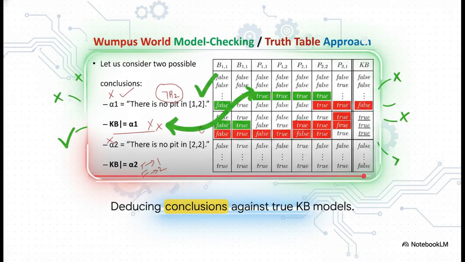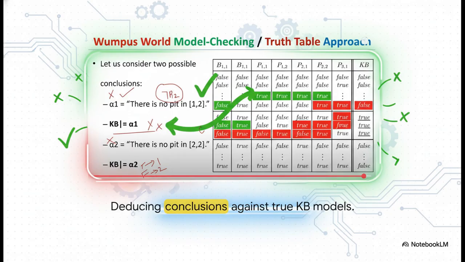And guys, here is the climax where the actual reasoning happens. The agent checks Alpha 1 against those 3 surviving reality models. Look closely at the column for P12. In all 3 models where the knowledge base is true, P12 is strictly false. This means in every single possible reality that matches the agent's exact experiences, square 1-2 does not have a pit. The agent has logically, mathematically deduced that square 1-2 is 100% safe.